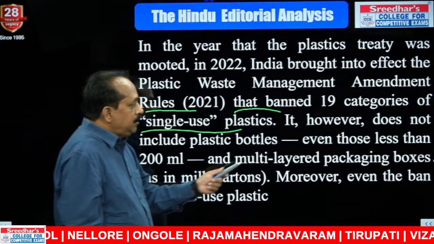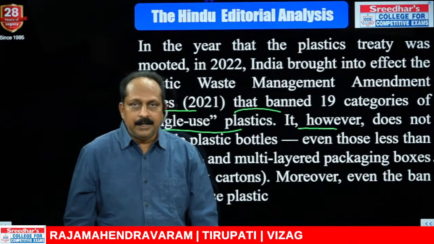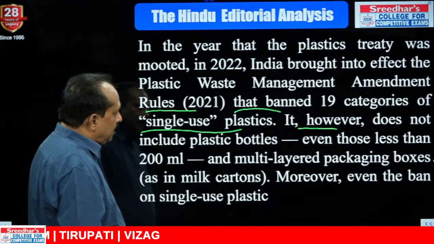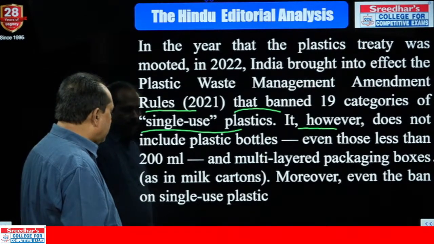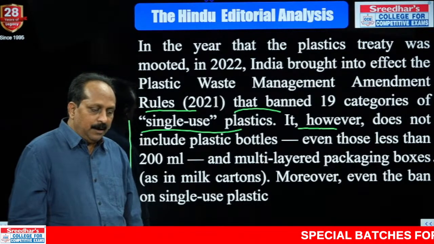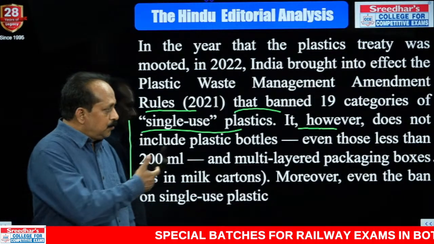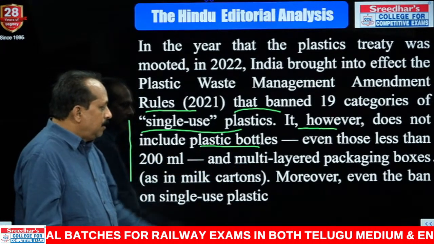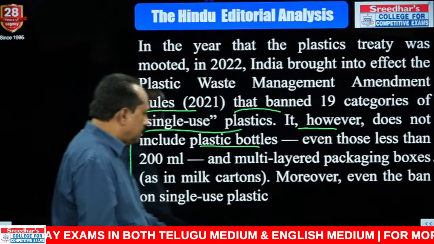But they talk about contrasting information. It, however, does not include plastic bottles, even those less than 200 ml, and multi-layered packaging boxes, as in milk cartons. Though 19 categories have been banned, two things are not included. What are the two things? One, the small plastic bottles, even 200 ml, and the other one, multi-layered packaging boxes used in milk cartons.